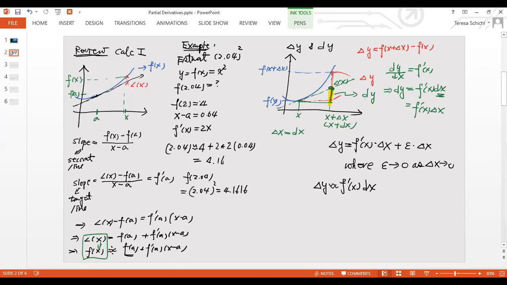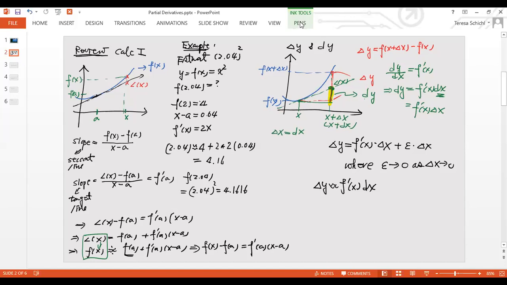Okay, so now let's take a look. This is how we find linear approximations in Calculus 1. Now let's see how we expand it to Calculus 3. So in here, f(x) minus f(a) is equal to f'(a) times (x minus a), right?